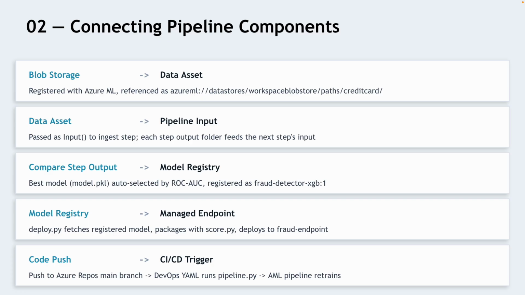Once the compare step finishes, the best model by ROC/AUC is automatically selected and saved as a model.pkl file. This gets registered in the model registry. The deploy script then fetches this registered model, packages it with the scoring script, and serves it via the managed endpoint. Finally, the CI/CD loop closes when a code change is pushed to Azure Repos, which triggers the DevOps pipeline to run the pipeline.py file and kick off a new run.